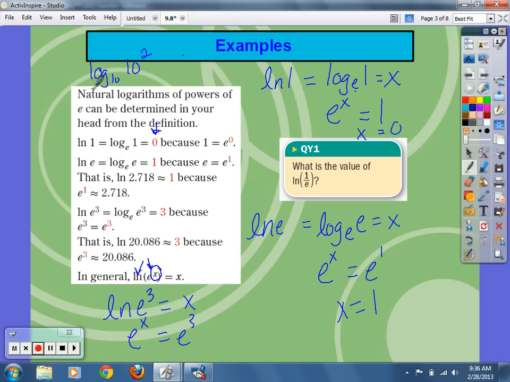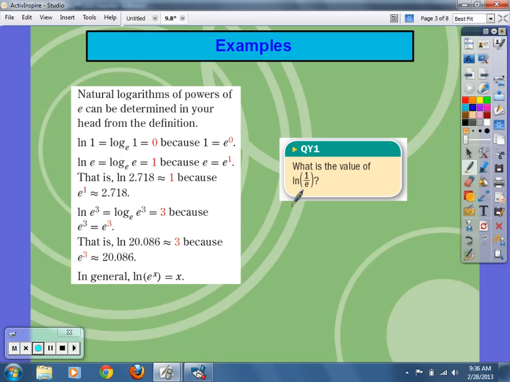10 to this, then you're just left with the exponents. If I have log base 3 of 3 to the 4th, they're going to kind of cancel out. I'm left with just 4. Something to think about. Okay, what is the value of natural log of 1 over e?